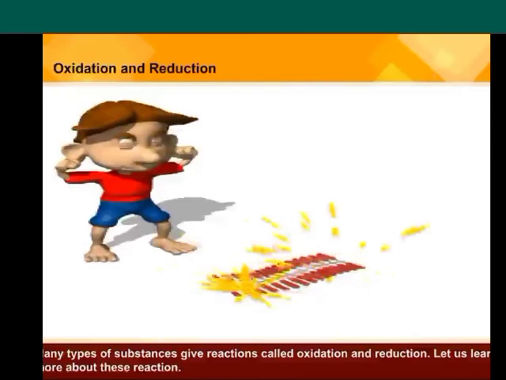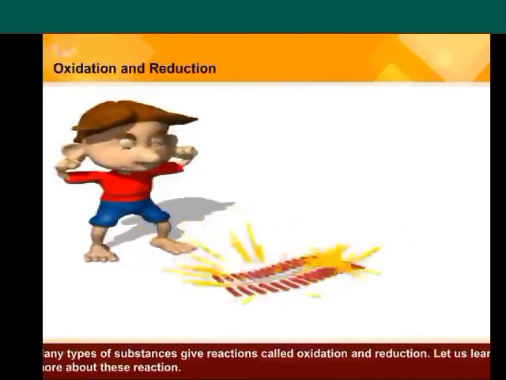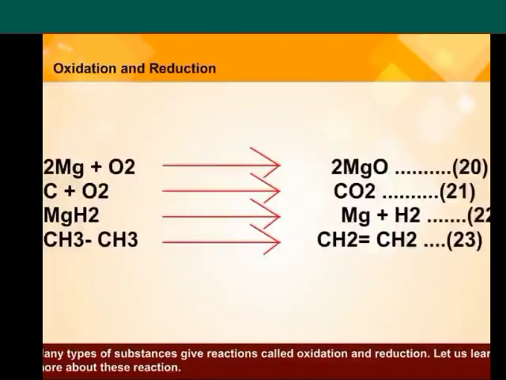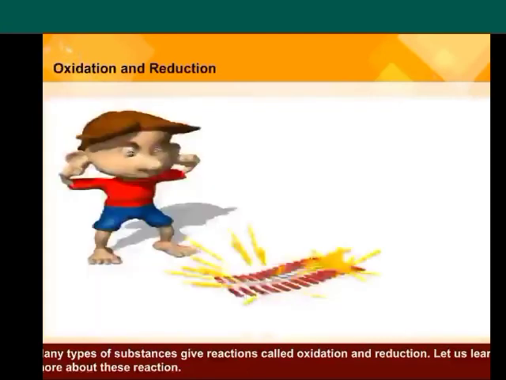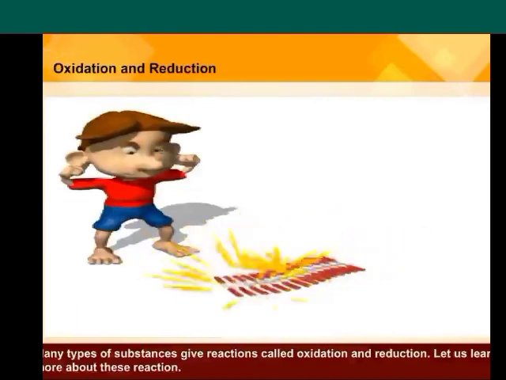Oxidation and reduction. Many types of substances give reactions called oxidation and reduction. Let us learn more about these reactions. 2Mg plus O2 goes to 2MgO, C plus O2 goes to CO2, MgH2 goes to Mg plus H2, CH3-CH3 goes to CH2=CH2. In these reactions, a reactant combines with oxygen, whereas hydrogen is removed from the reactant. All these are examples of the oxidation reaction.